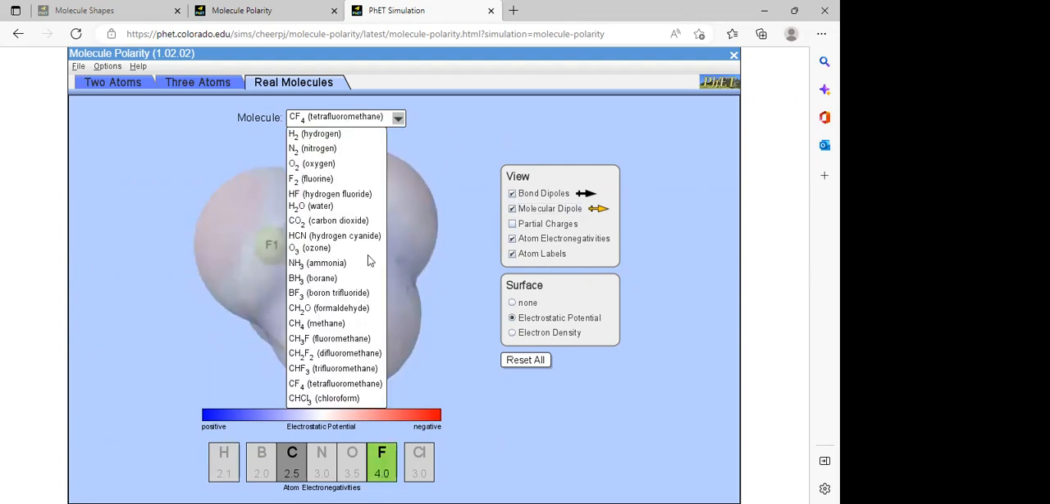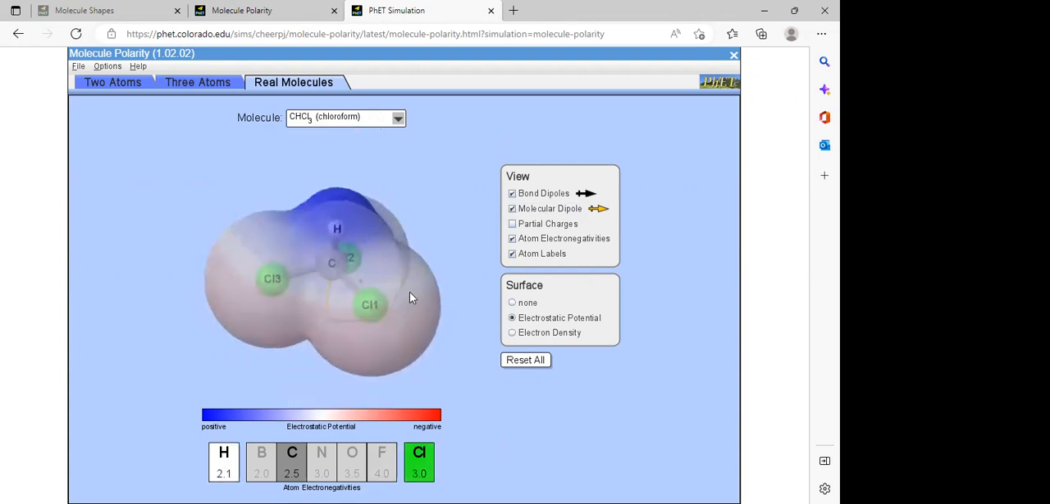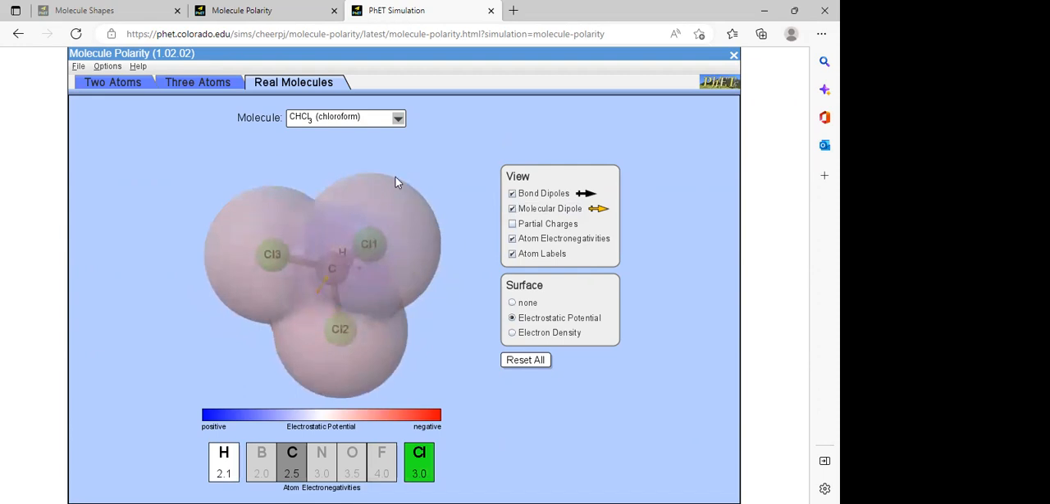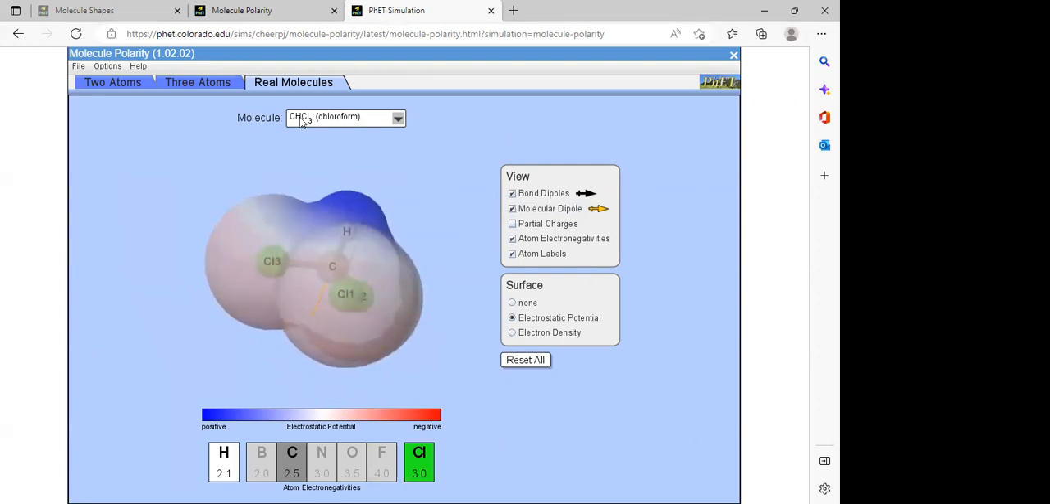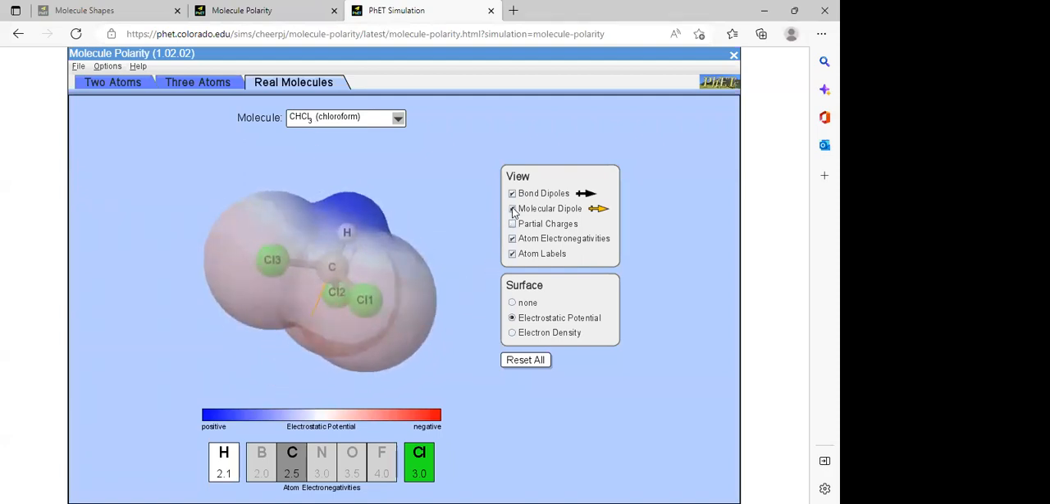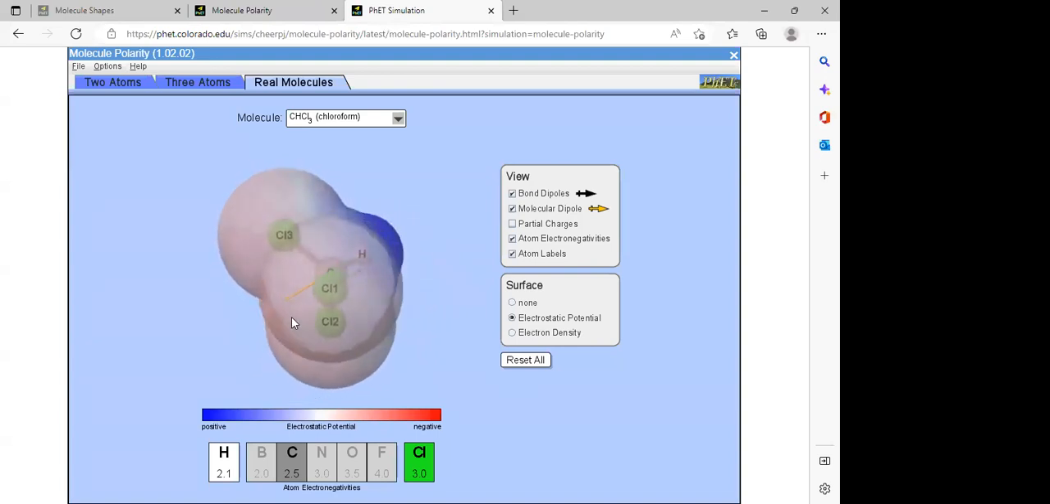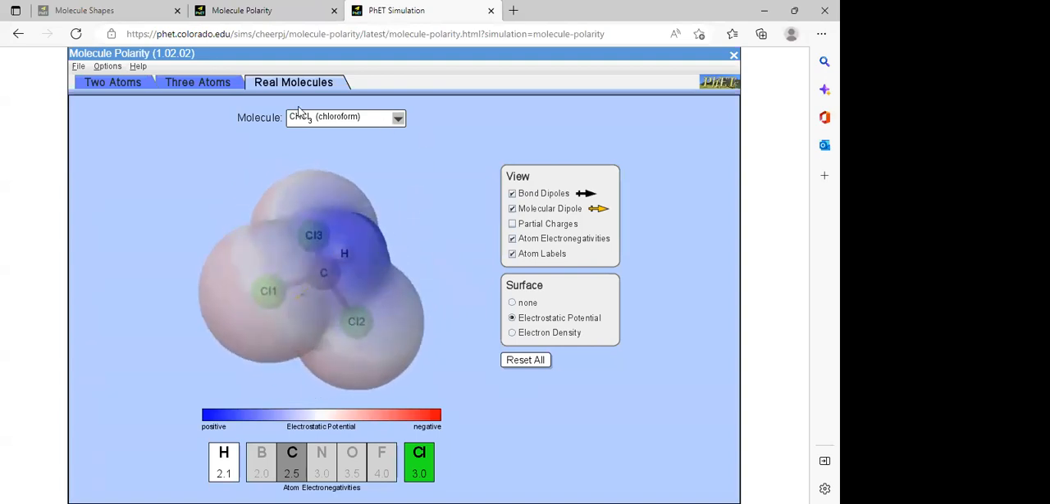EF4 would do the same thing. It's going to cancel out. This right here now is going to be polar. Why is it polar? Because I don't have 4 atoms that match on the outside, right? So when I click on this, or I do have it clicked on, right here is my arrow. Remember, the outside terminal atom should be the same.